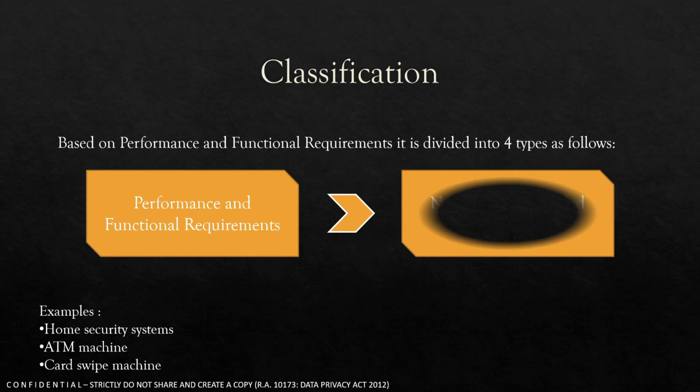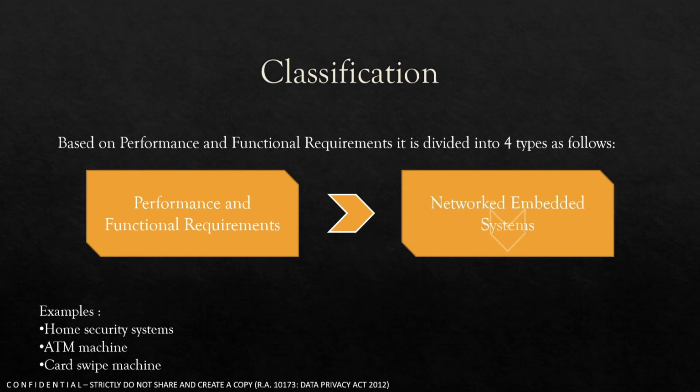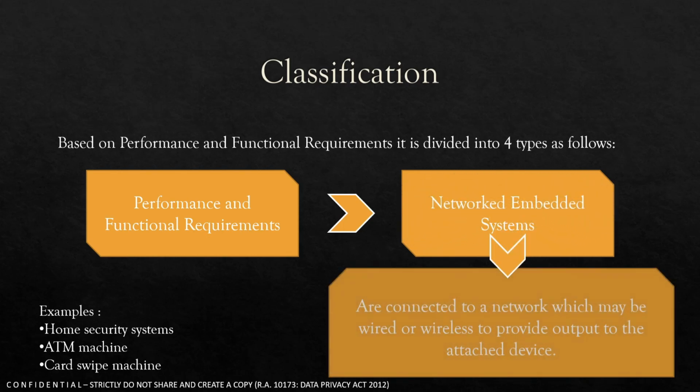Okay, the network embedded systems are connected to a network, which may be wired or wireless, to provide output to the attached device. Meaning, they communicate with the embedded web server through the network. Examples are home security systems, ATM machines, and the card swipe machine.